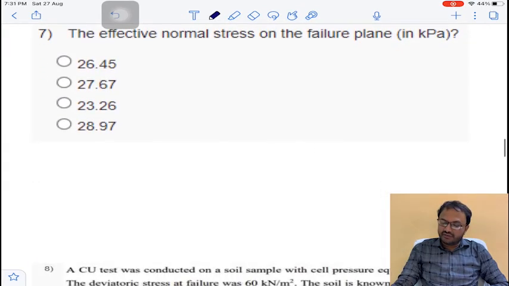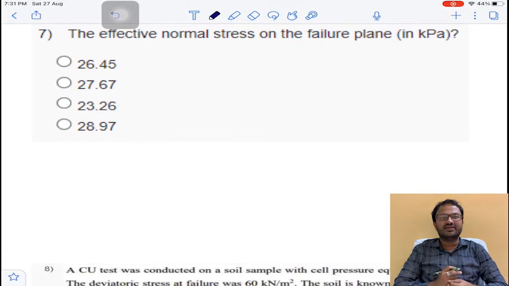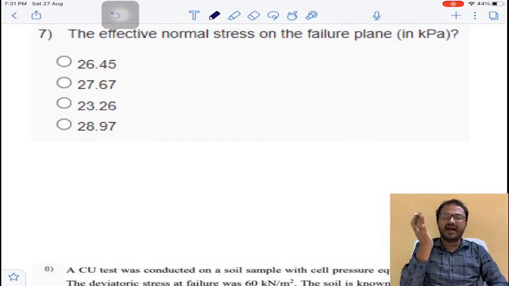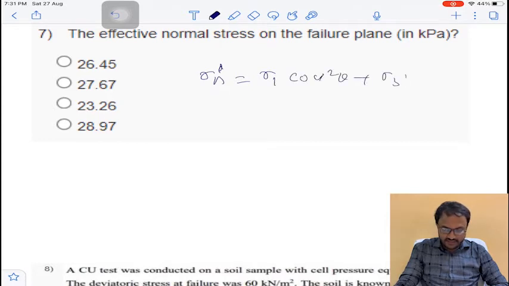Next, the effective normal stress on failure plane, it's the most important question. You might get this formula in the strength of materials, that is principal stresses and principal strains. Whenever a stress element is given, the stresses on the stress element are sigma x and sigma y. If the stress has to be calculated on a certain inclined plane, the formula for effective normal stress is sigma x cos square theta plus sigma y sin square theta. Here sigma x and sigma y are sigma 1 and sigma 3, that is sigma 1 cos square theta plus sigma 3 sin square theta.